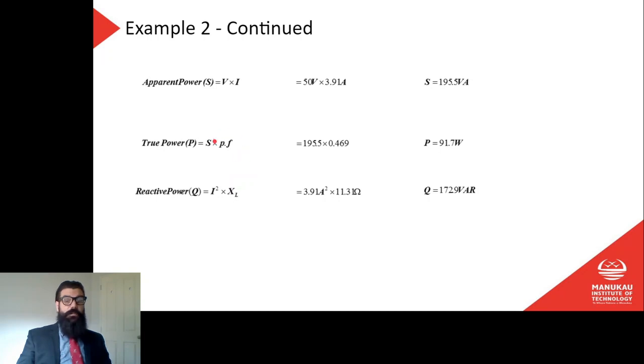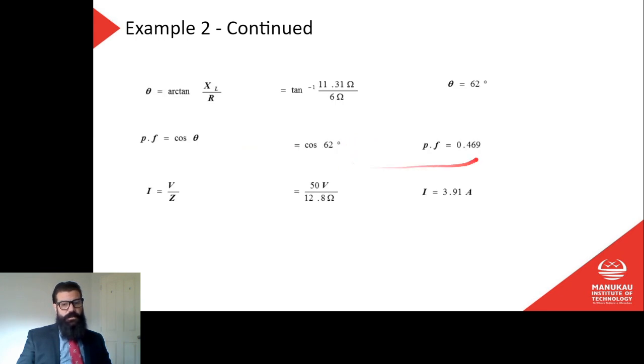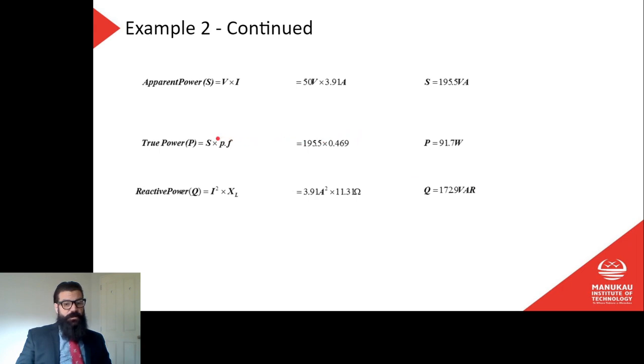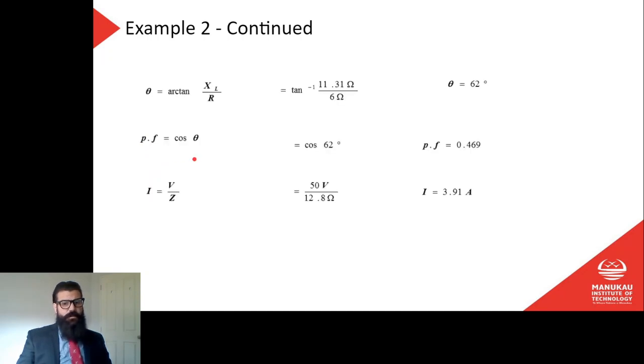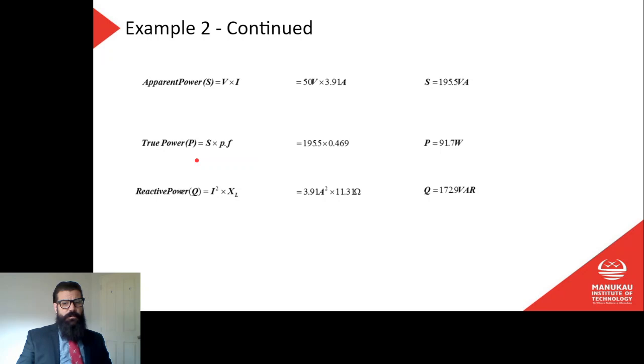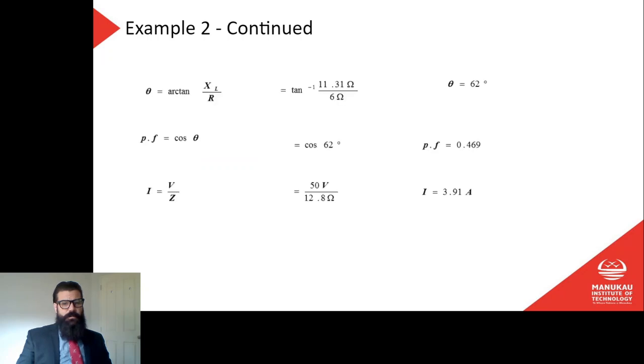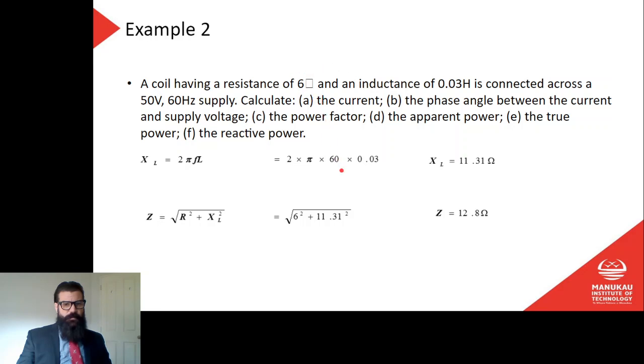Well, I know the current. That was 0.469 amps, right? Sorry, no, 0.469 was our power factor. 3.91 amps. So I know my current is 3.91 amps. I know the resistance of the resistor, that was 6 ohms. So if I did 6 times, and let me just confirm that, 6 ohms, yep.